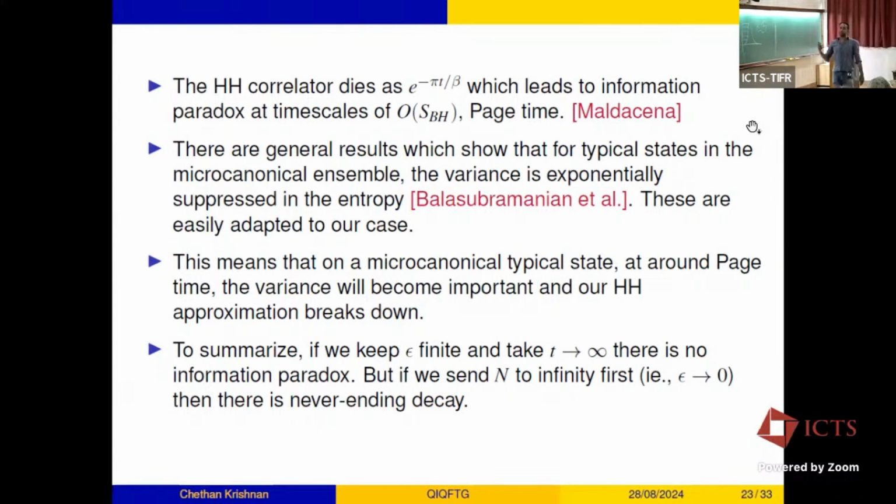And because of which, there is a natural notion of microcanonical suppression. That automatically tells us that this correlation function has this e to the minus S_BH by 2 kind of suppression. We can compute things, and then we show that this coincides with this e to the minus pi t by beta precisely at the Page time.